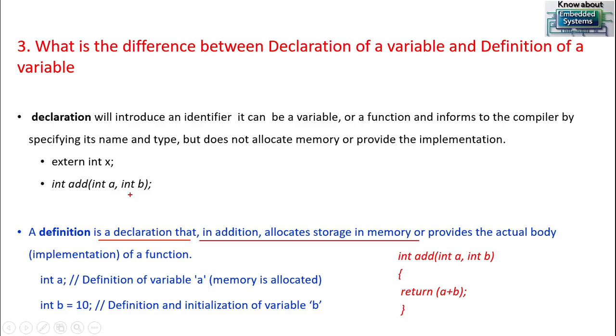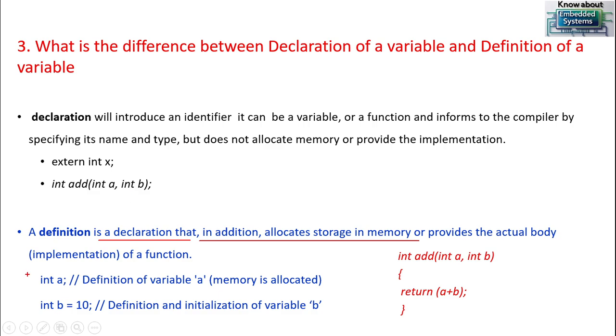So what is a declaration? In case of declaration, we will just tell the name of the variable, and the compiler will not allocate any memory. But in case of definition, we will do the declaration, and also we will define, and we will allocate memory to the particular variable.